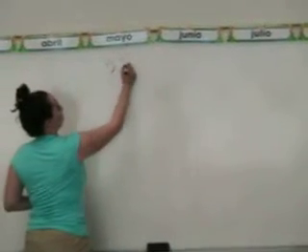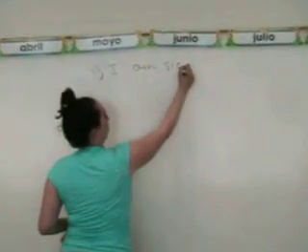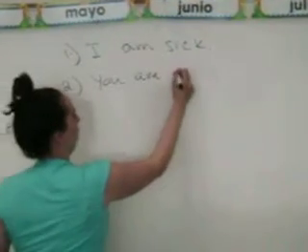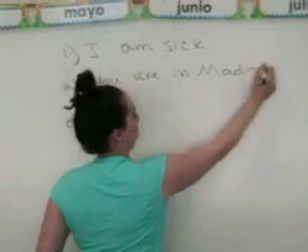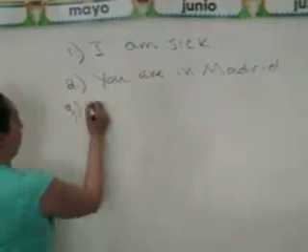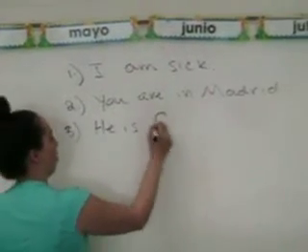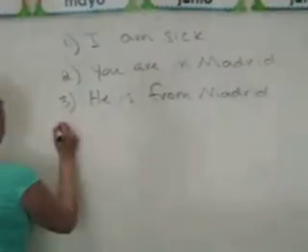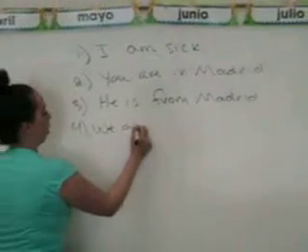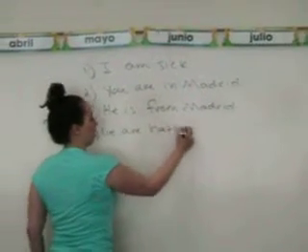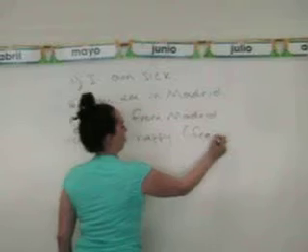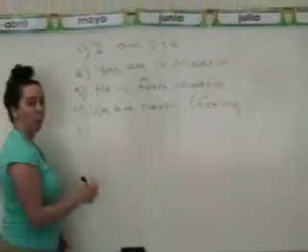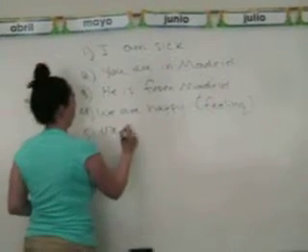Okay. So let's look at a few examples in English, and then we'll decide which category they go in. Number 1. I am sick. Number 2. You are in Madrid. Number 3. He is from Madrid. Number 4. We are happy. As in what you're feeling. And number 5, we are happy people. That's just the type of people we are.